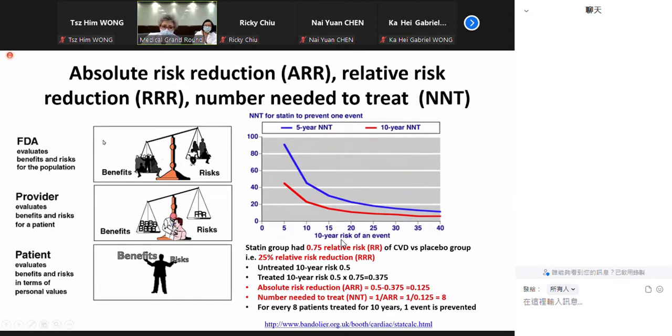And of course, the FDA wants to weigh the benefit versus the risk. For the provider, they want to use the smallest amount of money to prevent the largest number of events, for cost effectiveness. And for the patients, they want the best therapy with the least risk.